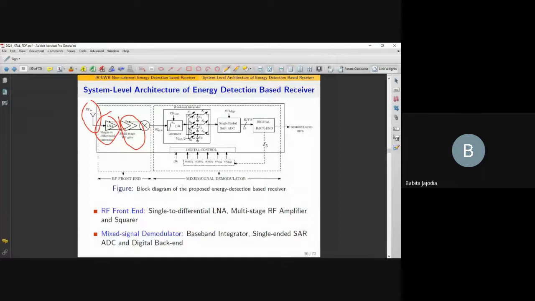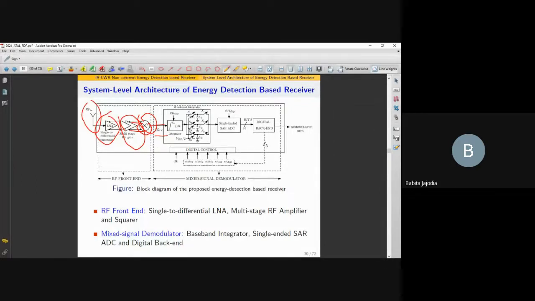Once this multi-stage RFA is trying to increase the gain, why are we putting multi-stage? We will put various stages of gain based on the requirement. Depending on how the signal strength is, we can enable either some blocks or all the blocks. Okay, and that will help to do the power savings. Then as I mentioned, the squarer, right, it will take the RF signal as an input, and it will down convert as well as square it.